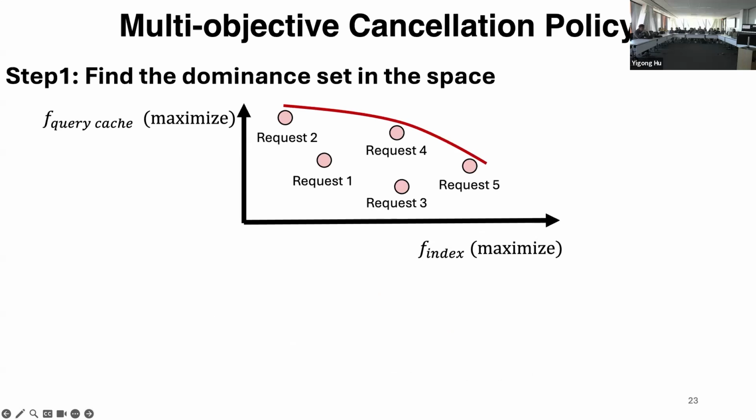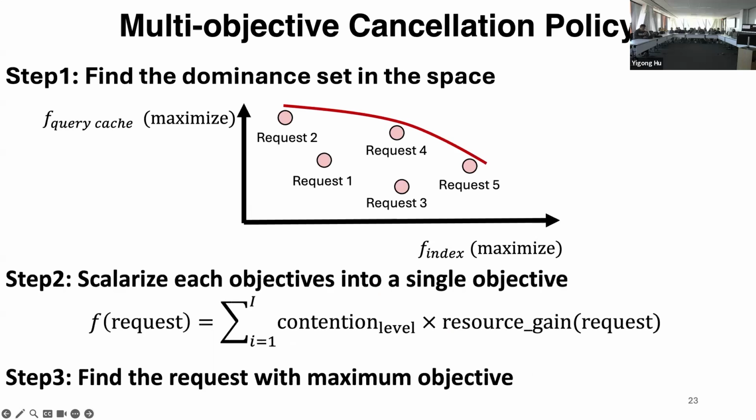Then we normalize its contention level and the resource gain to a unified unit, and we scale the objectives into a single objective by using the weighted sum operation. Which means that the idea is that we take the resource gain multiplied by the contention level for this particular resource, and we sum over each resource. And then the goal is just to maximize this one particular function in this Pareto front. So with this, we can basically find the request, let's say request 4, that can bring the most performance benefit to the end-to-end system.